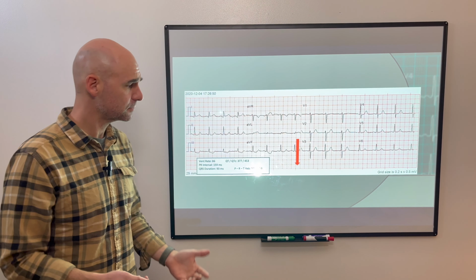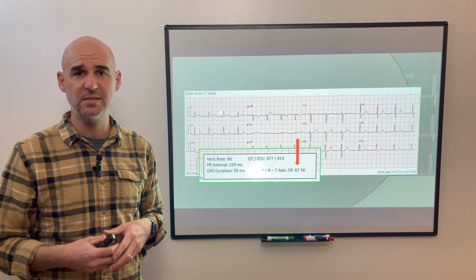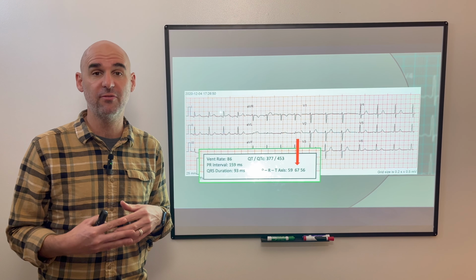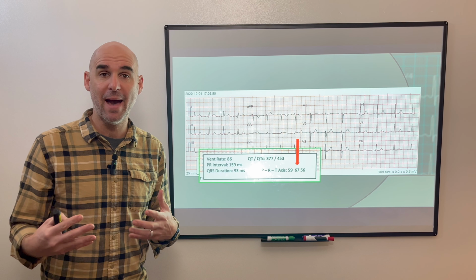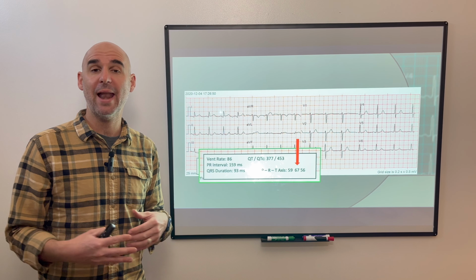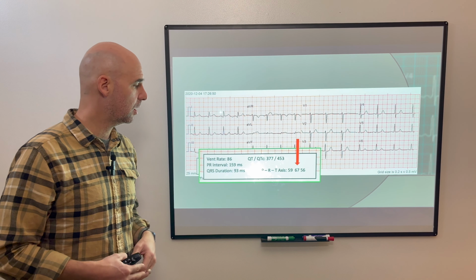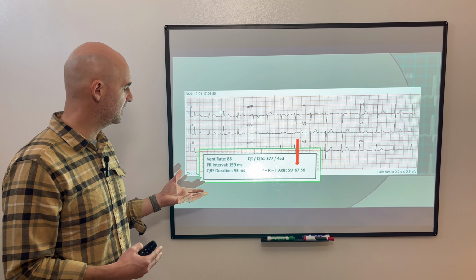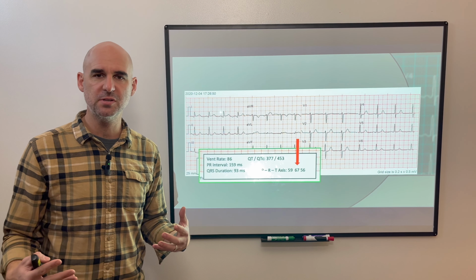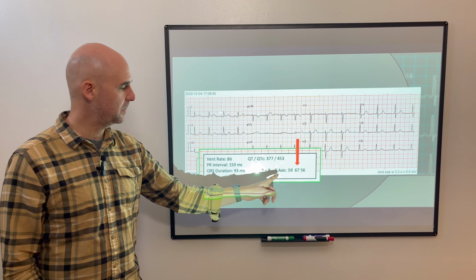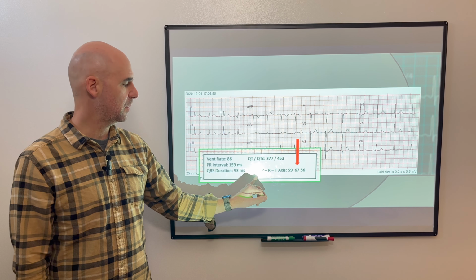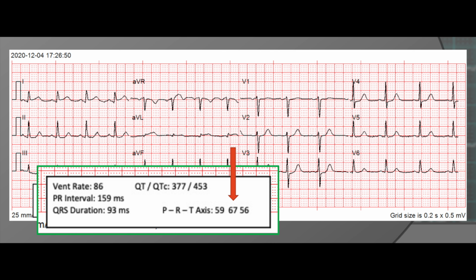Okay? So, as I said, one of the cool things is that the monitor itself will help us mathematically calculate exactly where that axis is. All we need to do is, when we print out our 12 lead, look on the 12 lead itself. We're going to have that box with all those numbers, and one of those is going to be the axis area. A lot of them will say P-R-T or P-Q-R-S-T axis. What we're looking for is that middle number that corresponds with our QRS complex, or the R axis.